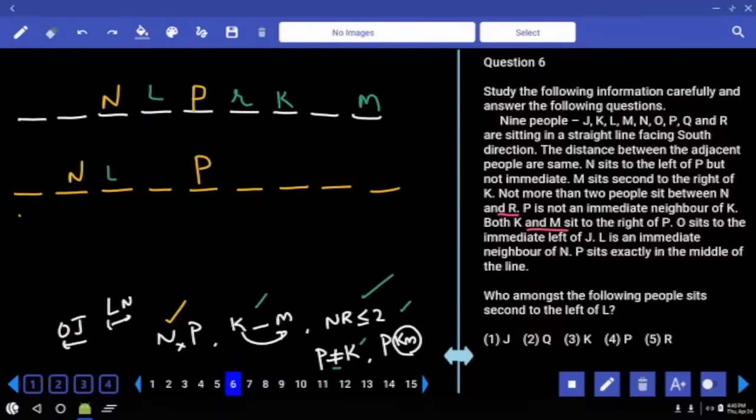Then O and J are adjacent to each other. O is to the immediate left hand side of J, O and J. Then who is the person left over? Q is the person left. Is the arrangement right? Then OJ, NL, PR, KQM. 9 persons.